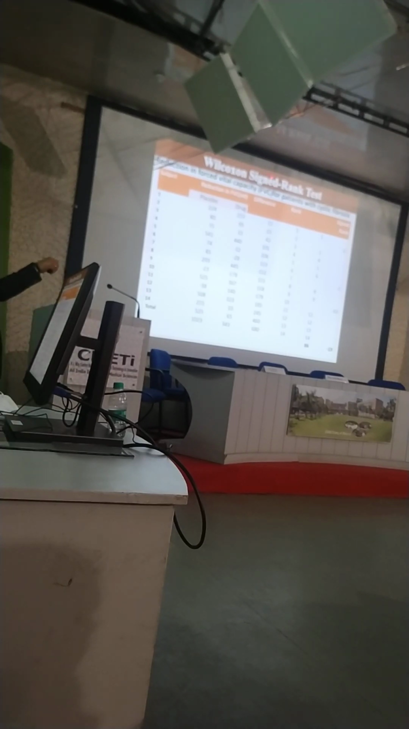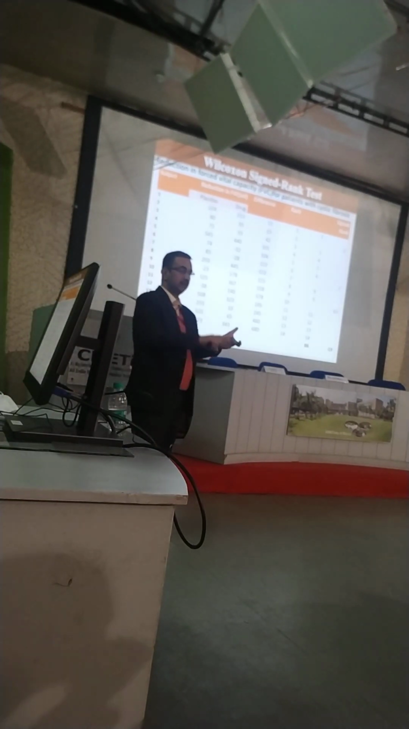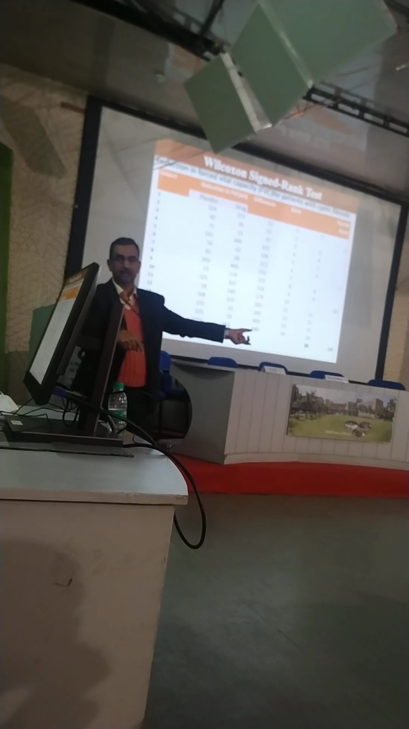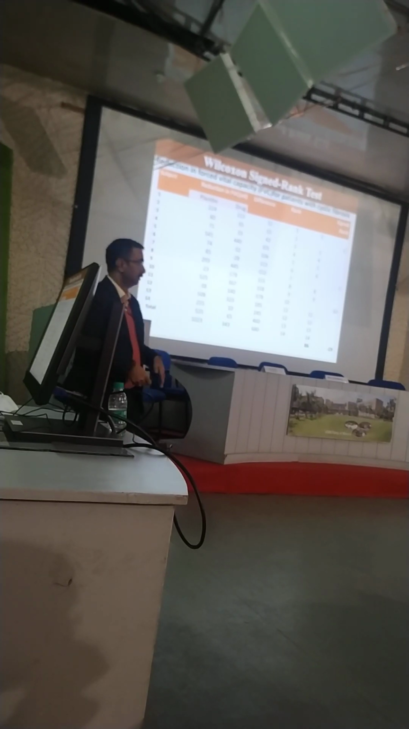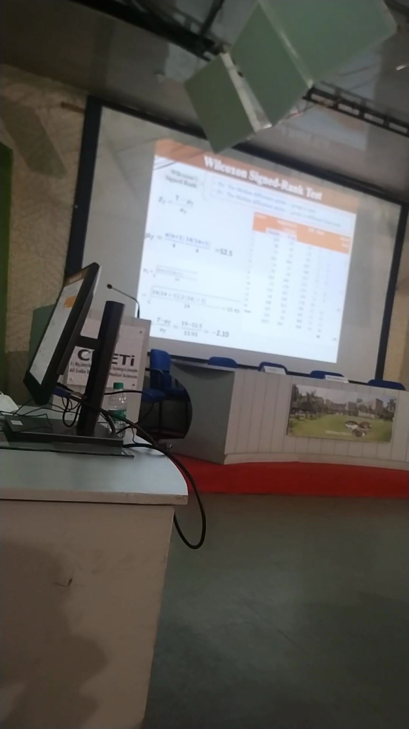That's why it is called signed rank, because after taking the difference, we are ranking them according to their sign. That's why it is called a Wilcoxon signed rank test: after taking the difference, we are ranking not on the pure rank but on the basis of the sign also. That means we are taking into account the magnitude as well as the sign. So we do some calculation again. Don't bother about the formula again, just you can see this value is 2.10.